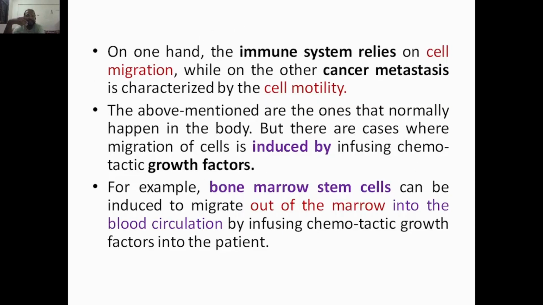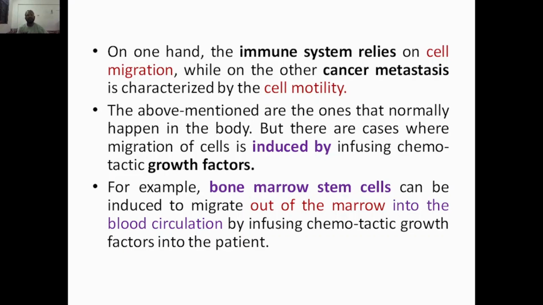On the one hand, the immune system relies on cell migration, because the immune system also requires cell migration to happen. On the other hand, cancer metastasis, that is, the different phases of cancer, is characterized by cell motility: how efficiently, how effectively, or how much this particular cell has moved, proliferated or differentiated. All these things come under cell movement.